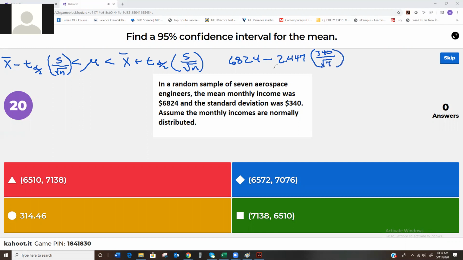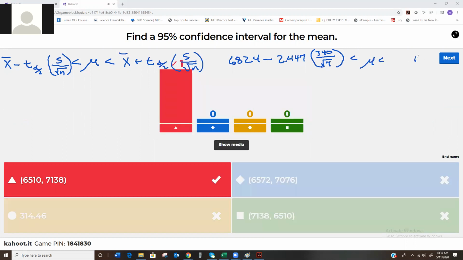So that's what you should have had plugged into the formula. Your average was 6,824. Your T sub alpha over 2 we found to be 2.447. I think that's right. And then the standard deviation was 340 and the sample size was 7. And then we do the same thing over here, but with a plus. Good, one person got in under the wire. And that is the correct answer, but let's keep working it out.